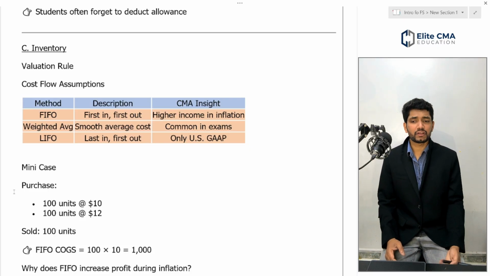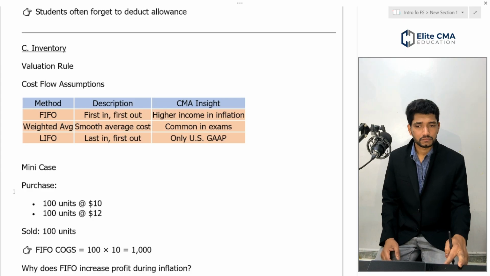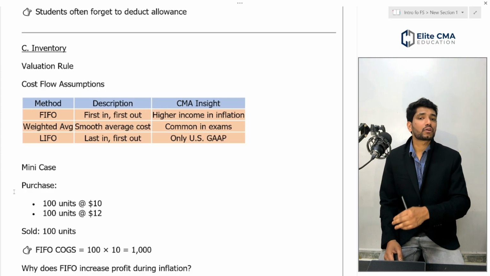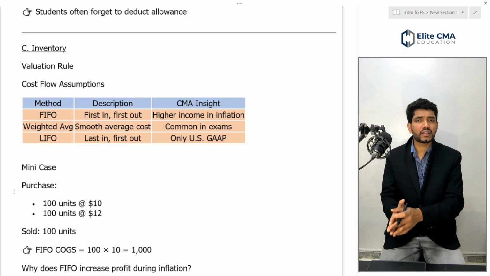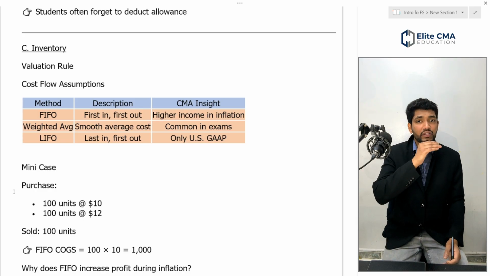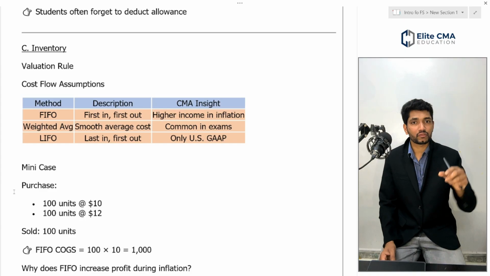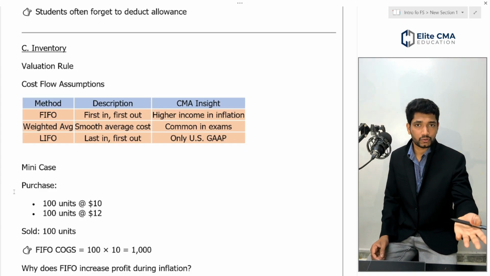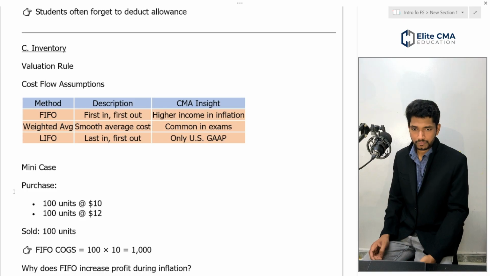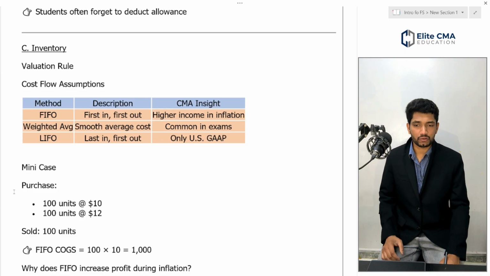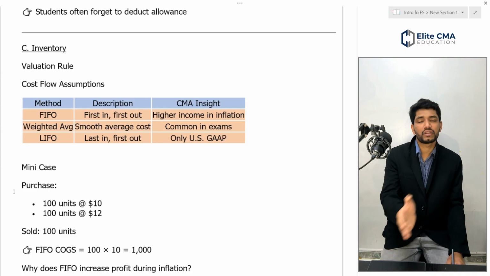Then the weighted average. Weighted average means averaging out the total cost. Suppose you purchased some material for $10 and some for $20. In this case, you are averaging the total inventory cost and allocating it to each product unit. So each product cost will be the mid of these two prices. Or if you purchased some for 10 and some for 11 or 12, your average cost will be the mid of this. Then LIFO. LIFO means last in, first out method. Here you assume that the last purchased item is sold first.